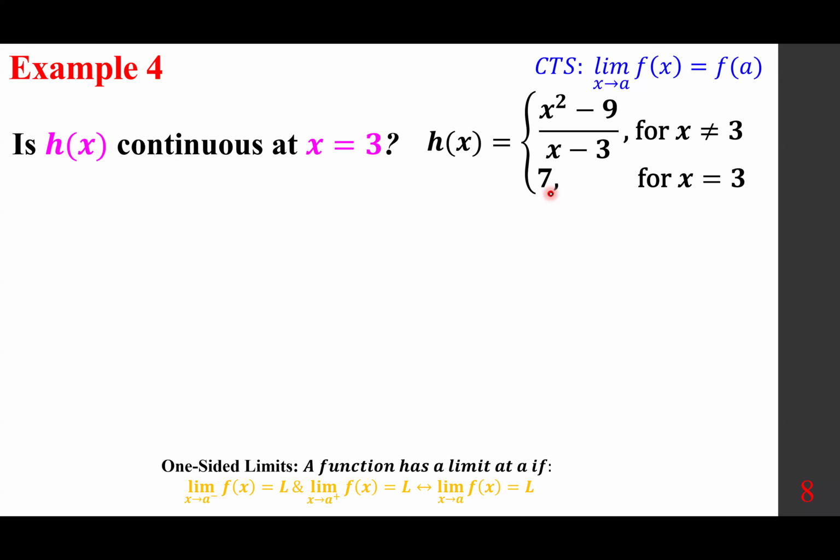So there are two things we want to look at. We want to look at the limit and we want to look at the functional value. The functional value is given. The limit, you have to take the limit of this piece because it says when x is not equal to 3, we have this one. So take a limit as x approaches 3. If you plug in 3, of course, you get 0 over 0. And that is indeterminate. And the technique we have discussed is factoring.